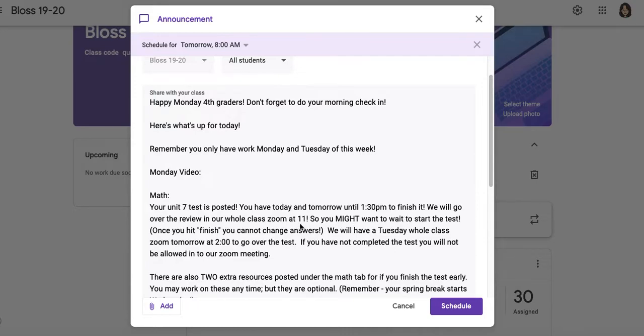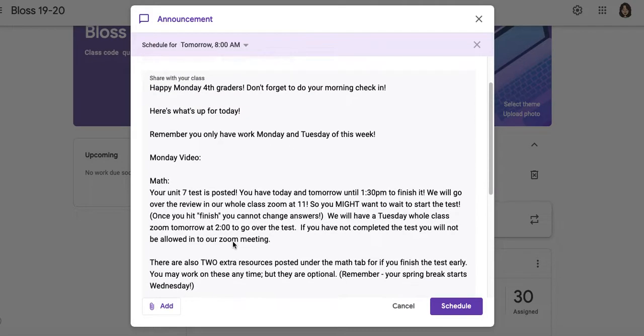Today we'll go over the review at our Zoom 11 o'clock meeting. And then tomorrow we're having a Tuesday whole class Zoom meeting at 2 o'clock to go over the test. We don't usually have whole class on Tuesday, but we will this week just so you can go over the test and see how you did before you go on spring break. If you haven't finished the test by the time we do that 2 o'clock meeting tomorrow, I will not allow you into the meeting since we'll be going over the answers.